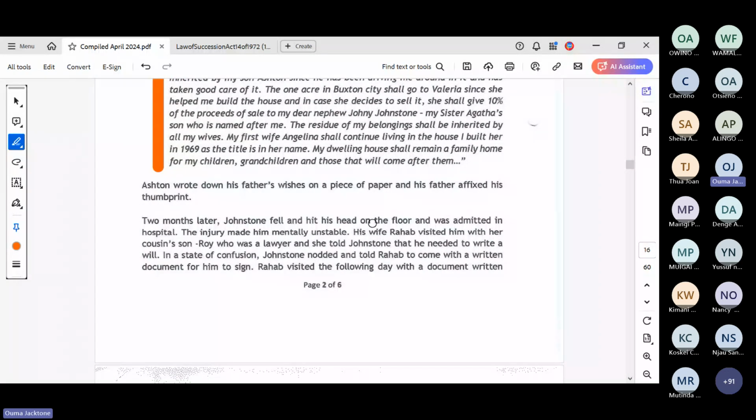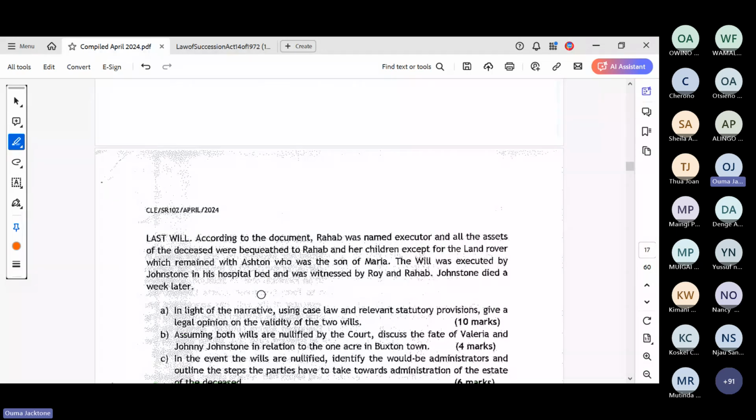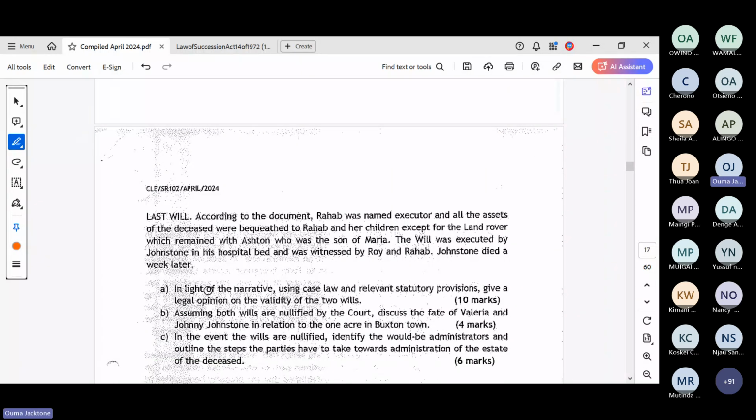So when this person was sick, the wife Rahab visited him with a cousin's son Roy, who was a lawyer. And then they asked Mr. Johnston to write a will. Mr. Johnston nodded, and then they came back the following day with a document that is written as the last will. Now, in light of this narrative, these two wills, using case law and relevant statutory provisions, you need to give the legal opinion on the validity of the wills.